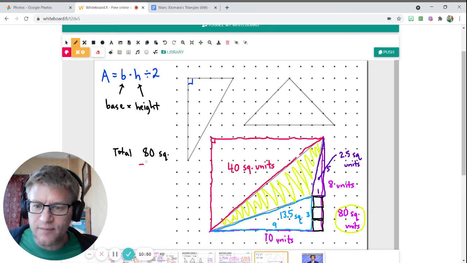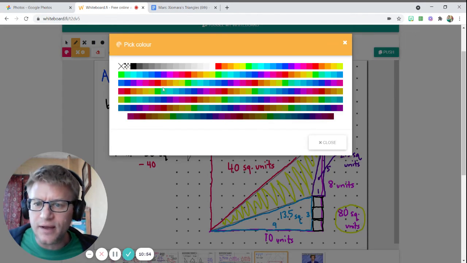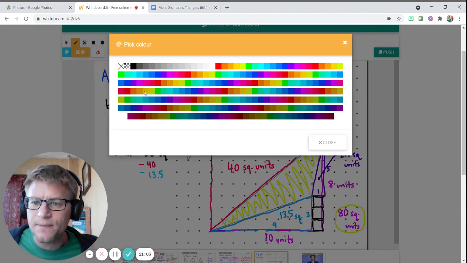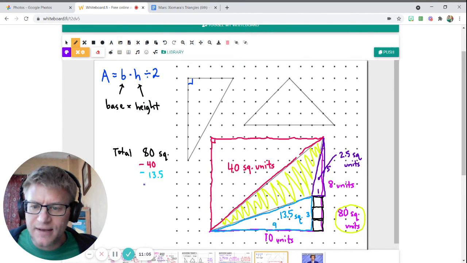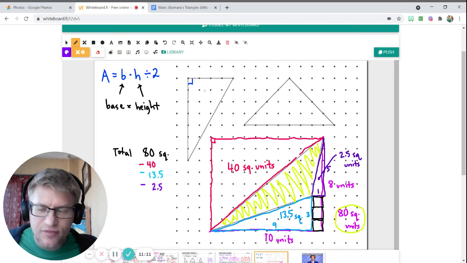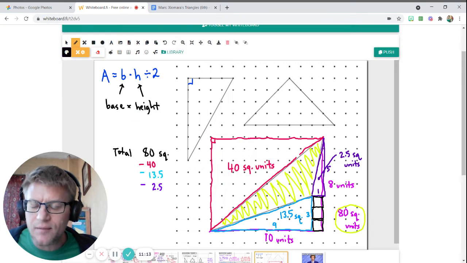We're going to take away 40, 80 minus 40. We're going to take away the light blue. Which blue was that? Was it this one? Minus 13.5. We're going to take away the purple. So where's my purple? Minus 2.5. Notice I'm lining up the decimals, right? And then I'm going to take away the 3. The 3 is my 3 squares. So also minus 3. And now we're going to calculate what that is.